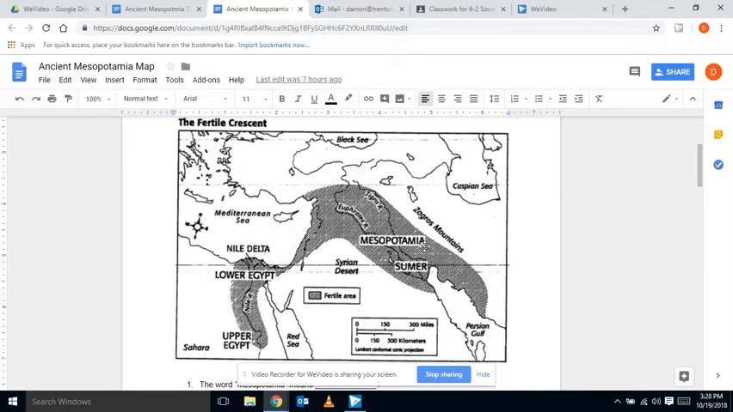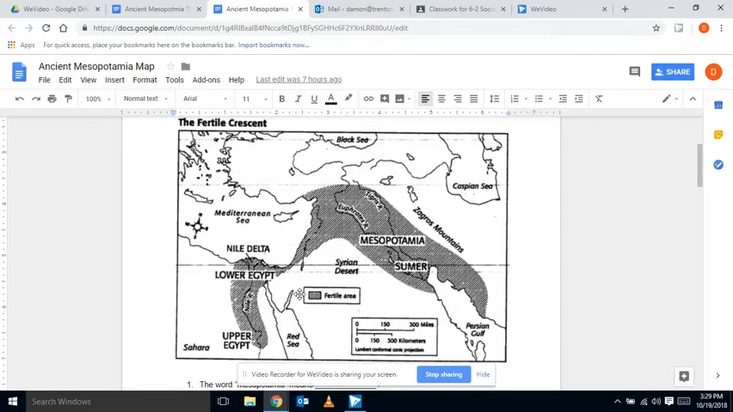Next thing I do is I look over here at the map key. And I see that the map key tells me that the area that is shaded is the fertile area. So I know that the area that is shaded deals with the Fertile Crescent, which is the title of the map. So I know that what is shaded is the Fertile Crescent.